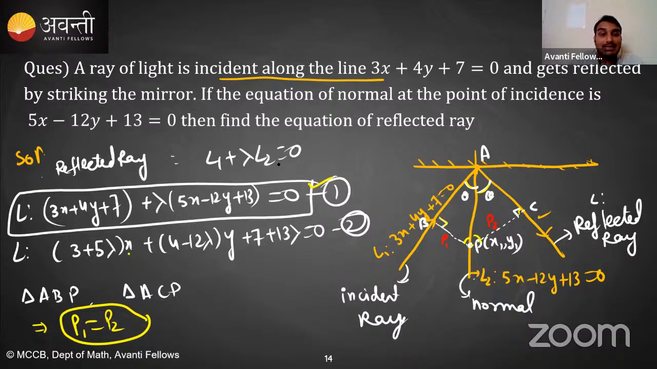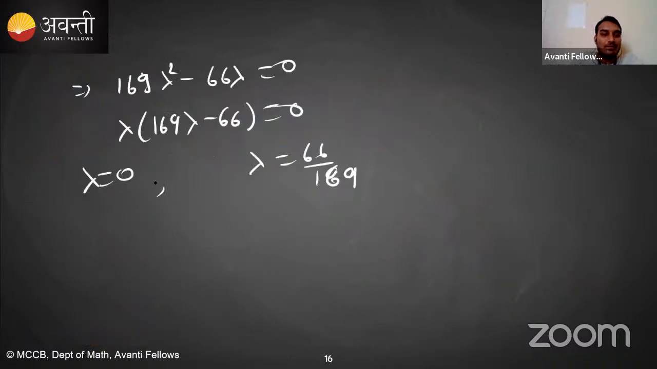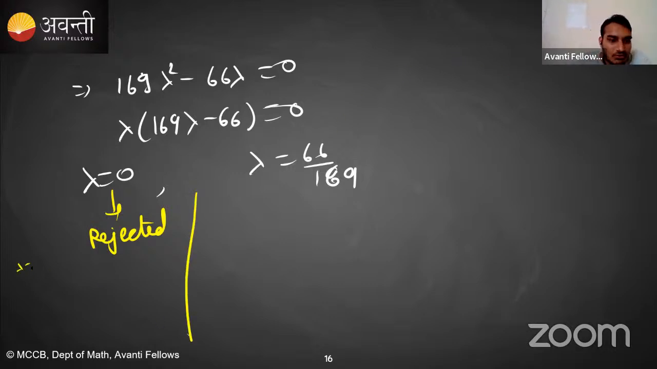L1 is equal to 0, but it cannot be possible. Yes or no? Why is it not possible? Can anybody tell me why this lambda equal to 0 will get rejected? Look, if lambda is equal to 0, focus here. If lambda is equal to 0, then the question is saying that my incident ray and the reflected ray are the same, but it is not possible.